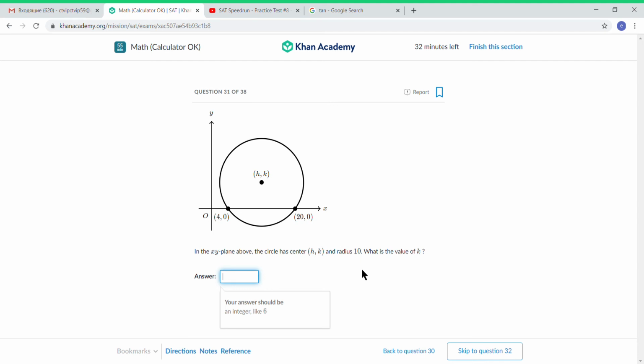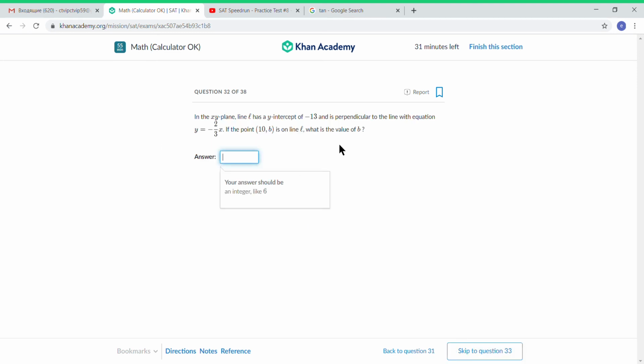In the xy-plane above, the circle has center (h, k) and radius 10. What is the value of k? Oh, that's a triangle. So the side is going to be 4. That's 16, right there. Radius 10, so 10, 10, 16. What do you want? You want this, so that's 10, 16. What is this? It's going to be 16 squared minus 10 squared. No, 10 squared minus 8 squared. That's going to be 3. So what's 3? 6. Right, so 8, 10, 3, 6.